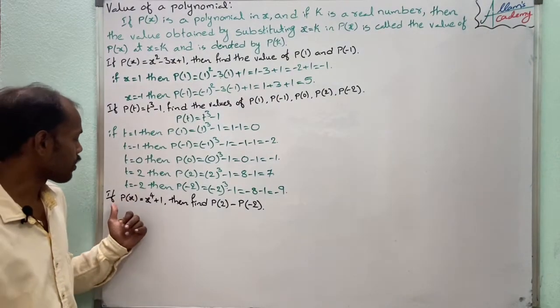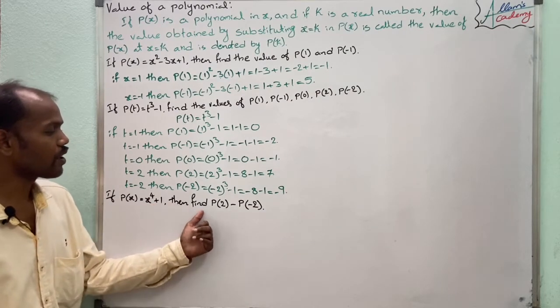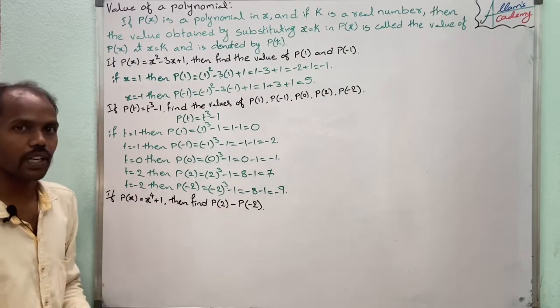And another problem, if p of x equal to x power 4 plus 1, then find p of 2 minus p of minus 2.